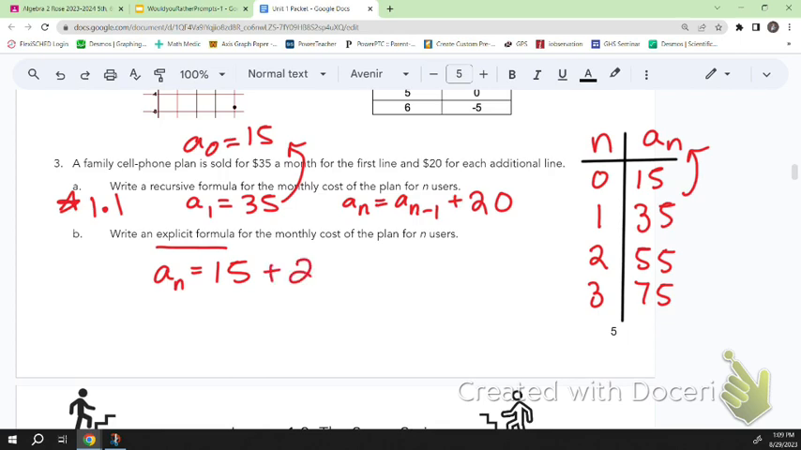So now it's going to be $20 times what? What's our variable? Are we using x, y? n. And that's the explicit formula. Questions?